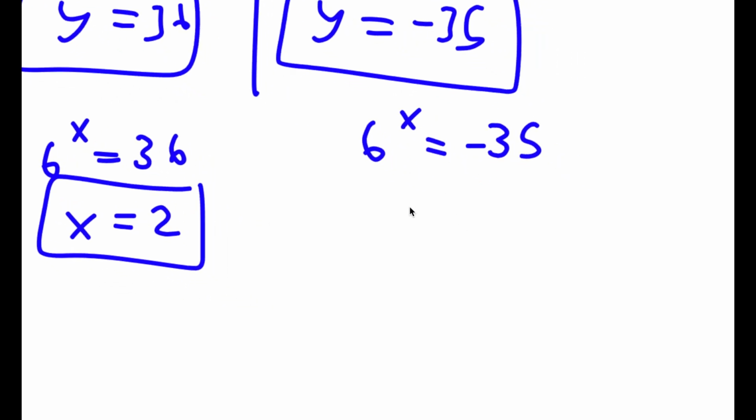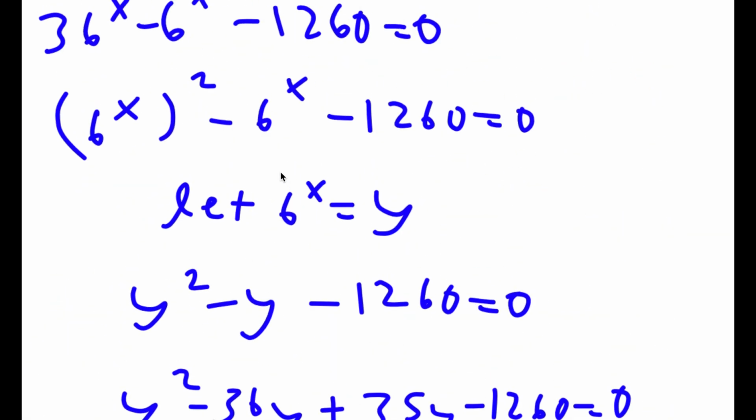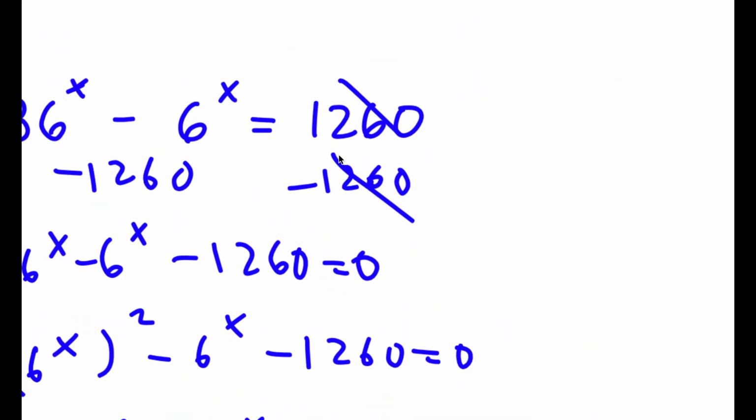Now 6 to the power of x equals negative 35. This will actually not work because you can't take the power of a positive number and make it negative. So my only solution is x equals 2. Now let's go ahead and check to see if this is right.